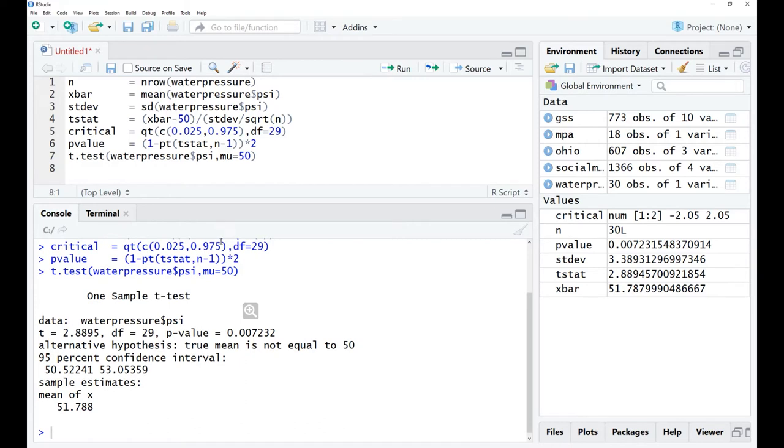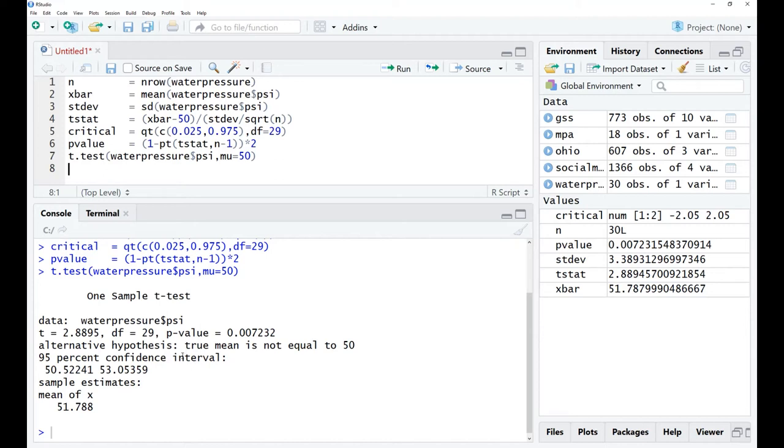Note that it tells you your data, the water pressure. It tells you the t value, or the t statistic, which we have seen before, the 2.8895. This is what we have calculated manually here. It gives you the degrees of freedom, which is equal to 29. And it also gives you the p value of 0.007232. This is what we have calculated here manually as well.